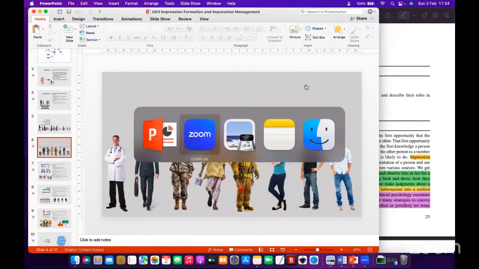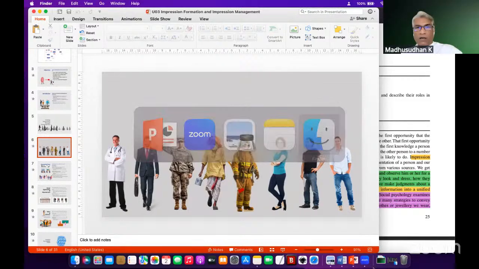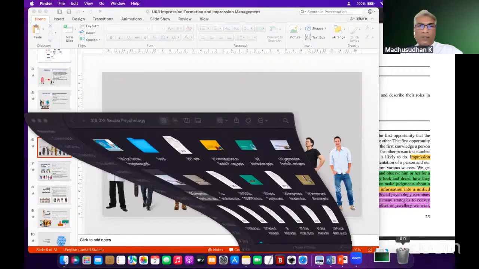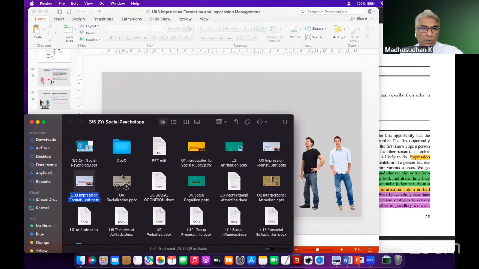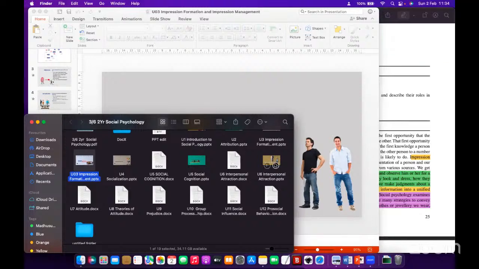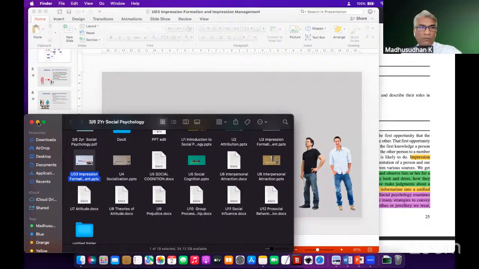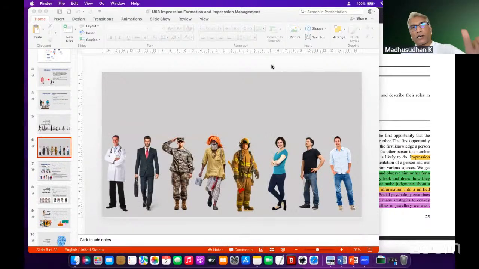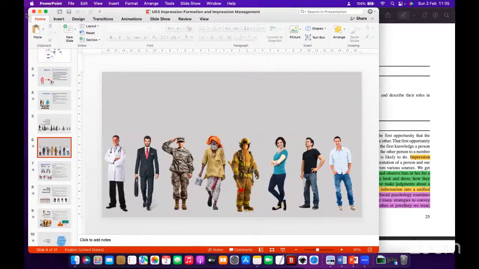Is it okay if we go ahead with socialization and social cognition, or interpersonal attraction and attitude? Which one do you want me to take? Socialization and social cognition. Yes. Or interpersonal attraction and attitude? Which one do you want? Okay, we'll go according to the order. Okay, sir.